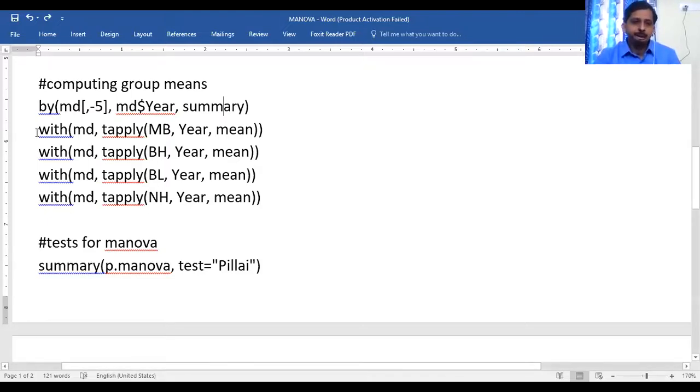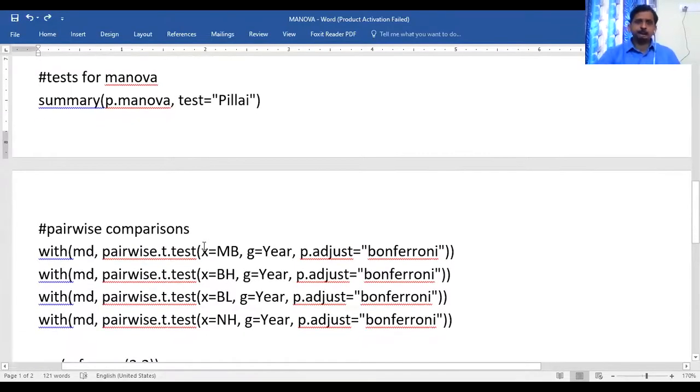Now, how to do this: this is the with function with the data set MD. tapply is one other new function, where you take the variable MB and across the year compute the mean. Similarly, just change the variable name and the remaining arguments will remain the same. So for every variable across the years, means will be printed. Further, to test whether the MANOVA is significant or not, we use a test called Pillai's test.